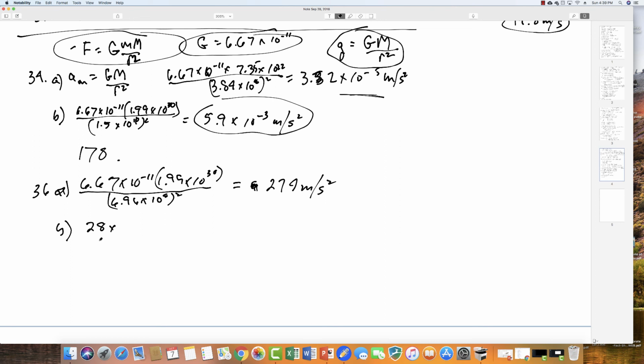Which means on the sun, if you could stand on it and not get burnt to a crisp, you would weigh 28 times whatever you weigh on the Earth. So take your current weight and multiply by 28, and that's how much you would weigh on the sun.